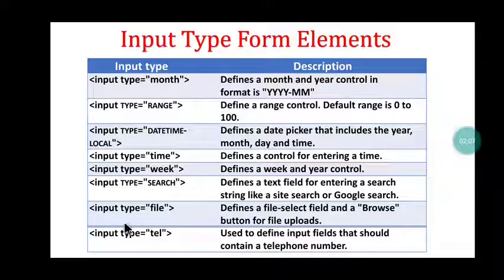Input type equal file, we use mostly for uploading files. It defines a file select field and gives you the browse button. Once you click on the browse button, the list of files from your computer will be displayed, as well as folders. You have to select the file which you want to upload. The next input type equal tel is used to define a field that should contain a telephone number. Here we can set the pattern also. These fields allow you to set the pattern so anyone can enter the telephone number.